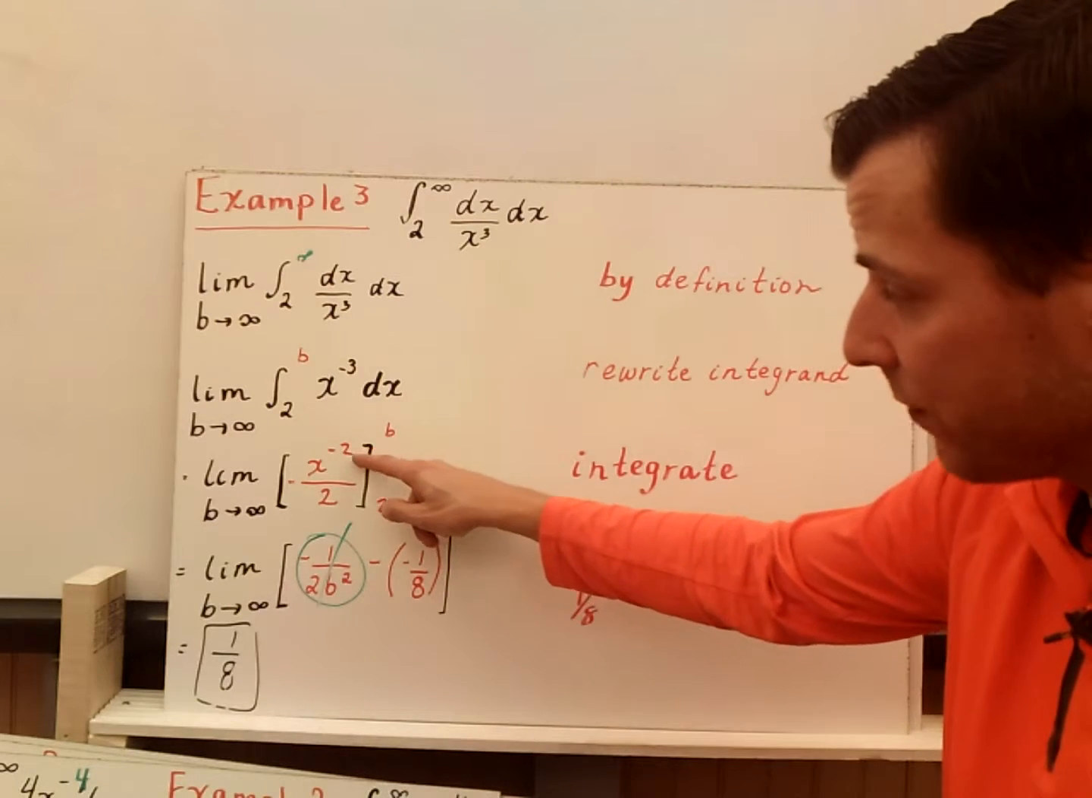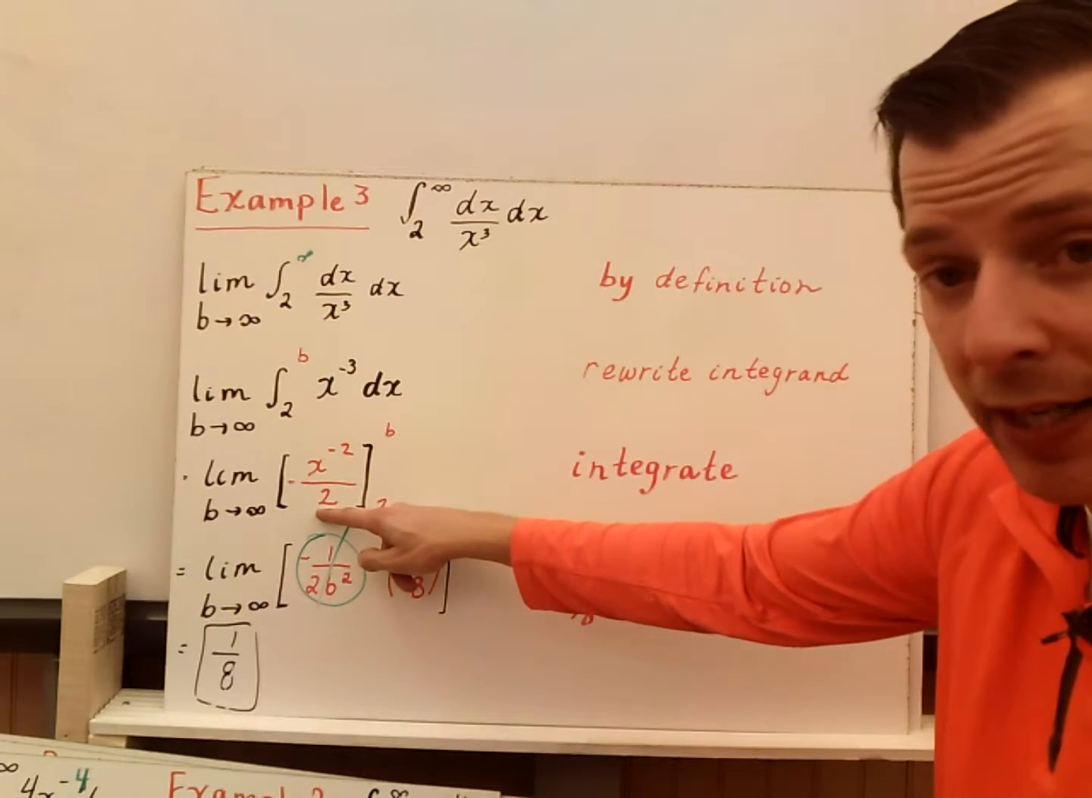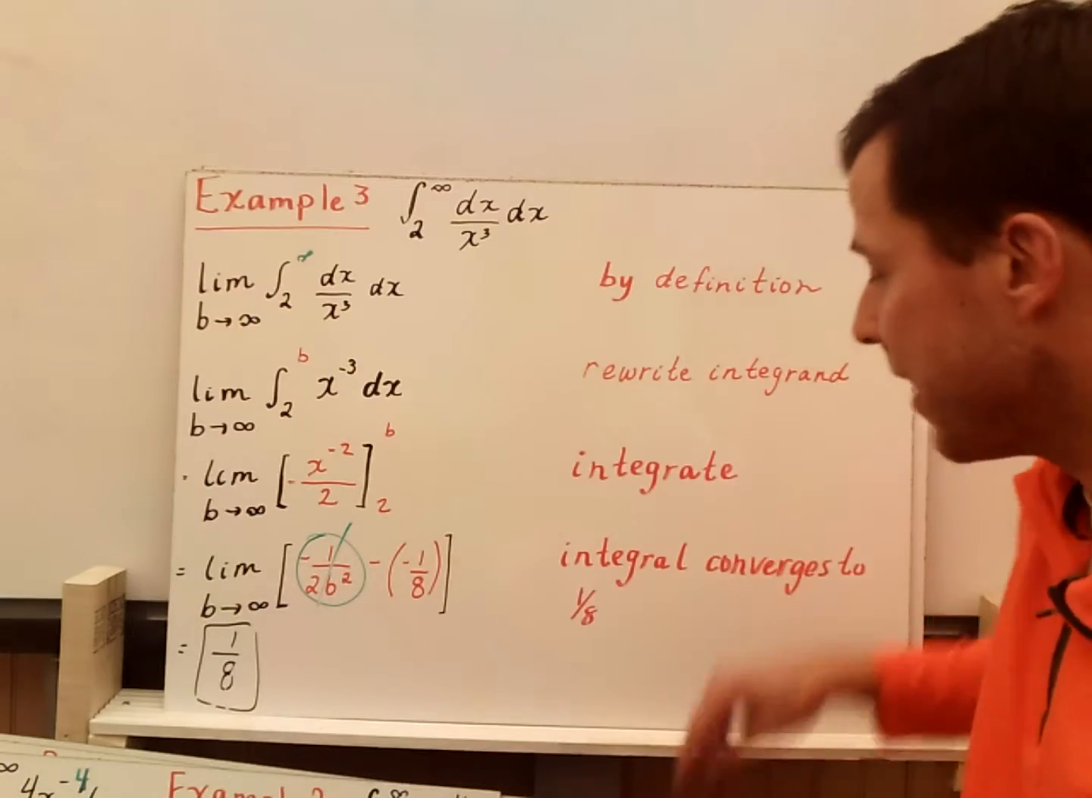Again, how we get that is if we put 2 in here, it actually goes to the bottom. So you get 2 squared times 2, which is 8.